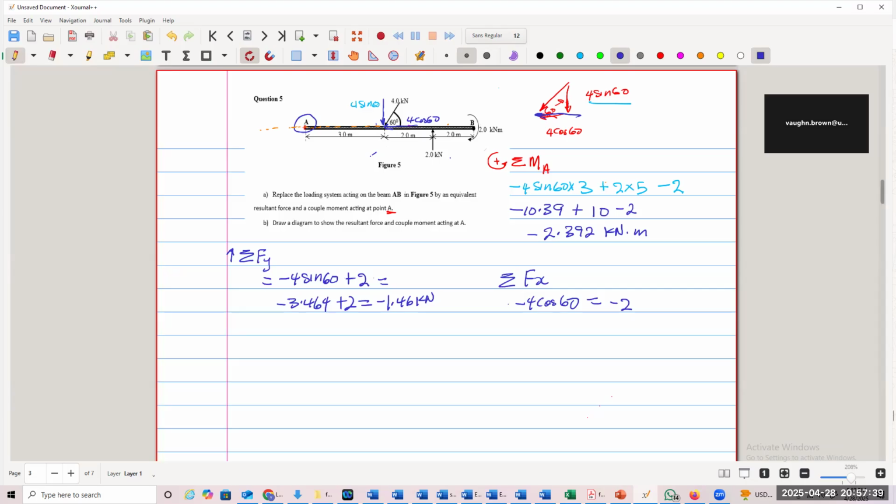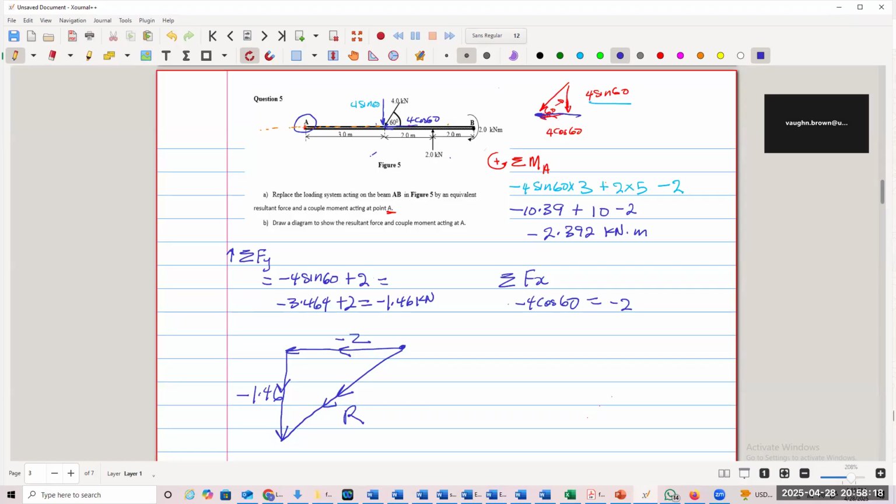So now what we're saying is, in the Y, it's minus, and in the X, it is also minus. So it is minus 2 and minus 1.46. This is your resultant. With the tail to tip method, you go that way, then you come down. That's what it's telling you, and this gives you your resultant. So you look at your components and you get your resultant.